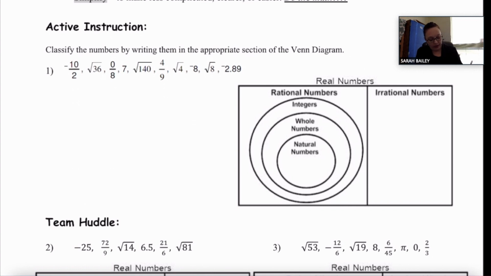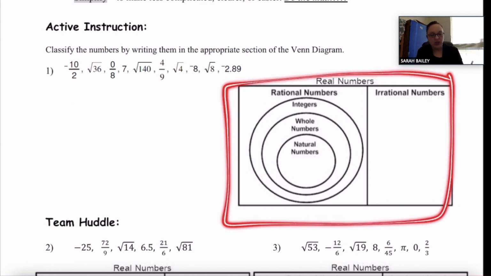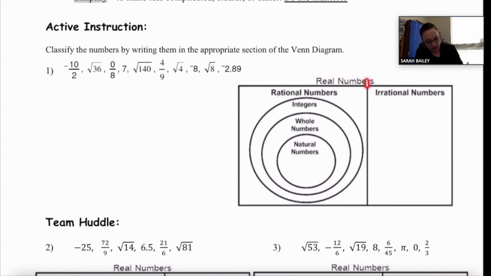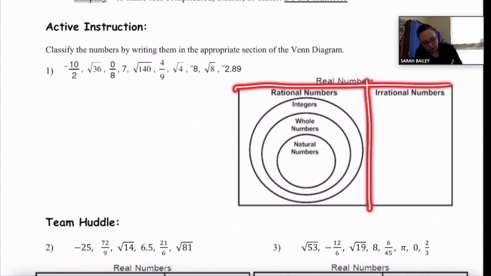Now, what you see right here is a diagram of the set of real numbers. So in the last lesson, we talked about what is a rational number and what is an irrational number. You cannot be both rational and irrational. You are one or the other. You cannot be both of those. You're either one or the other, okay? And so there's a separation here between rational and irrational.